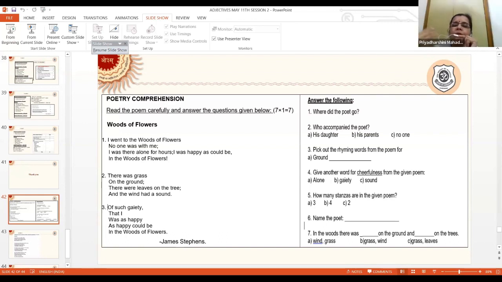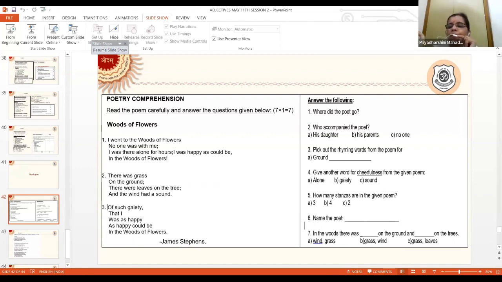You have to keep on telling them. Name the poet. James Stephens. Here again, J should be in caps, S should be in caps. The spelling should be correct. If the child makes spelling mistakes, again we have to cut half a mark. You tell them, because you're seeing the poem and you're writing it, the child cannot make mistakes. That also we have to insist on.